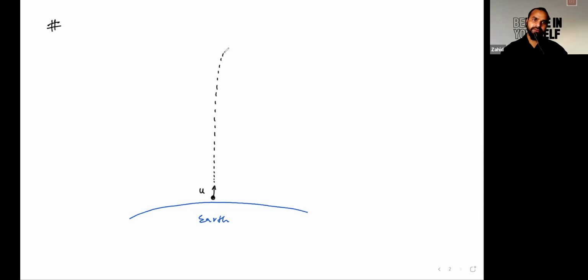There is some more limitation in this motion under gravity. Let's say we have the surface of the Earth. From this point, if I throw a ball in the upward direction at some initial velocity u, it will move along this direction, and from the highest point it will return back to the surface of the Earth, hitting it at some velocity v.